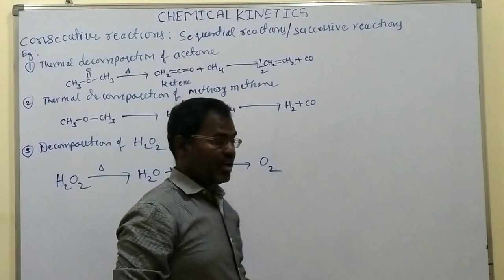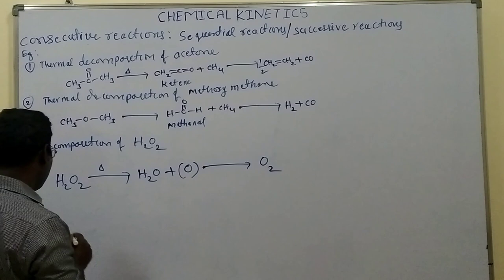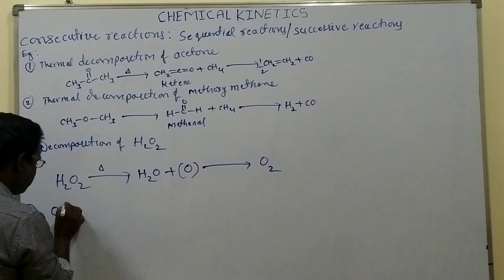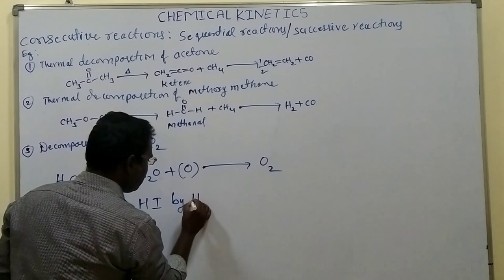And the fourth one is the oxidation of hydrogen iodide by hydrogen peroxide.